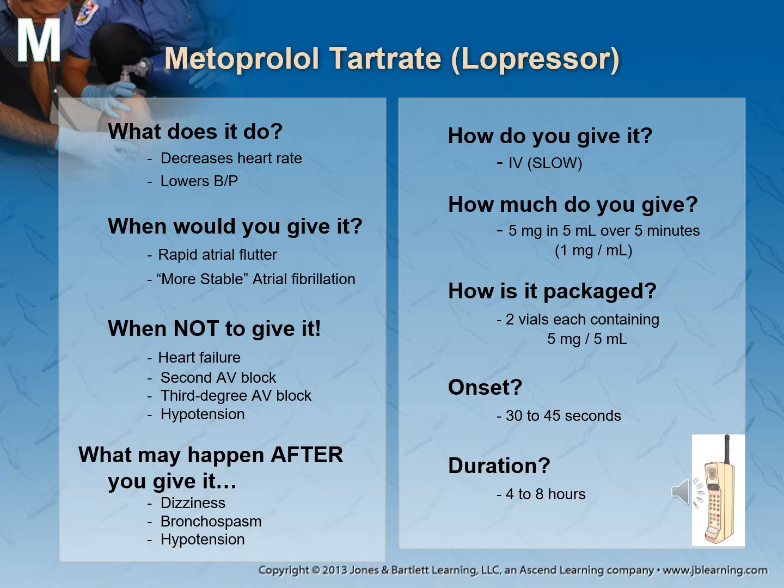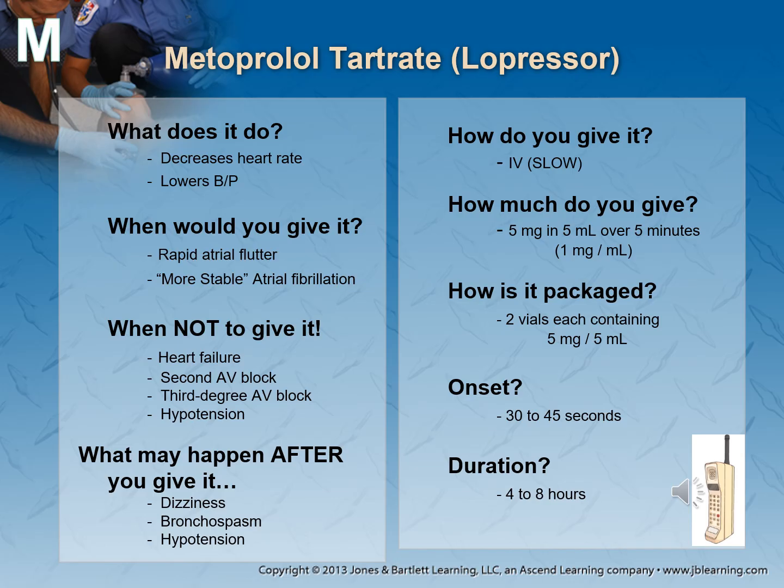Metoprolol. So this is a medication that we use to lower a heart rate in rapid AFib or atrial flutter. So the goal is to decrease the heart rate, and it lowers the blood pressure as a side effect. We don't give it to people in heart failure, second or third degree blocks, or if they're hypotensive. After we give it, they might become dizzy, they might become hypotensive, and we need to watch out for a spontaneous bronchospasm. This is one of the medications that you give slowly.